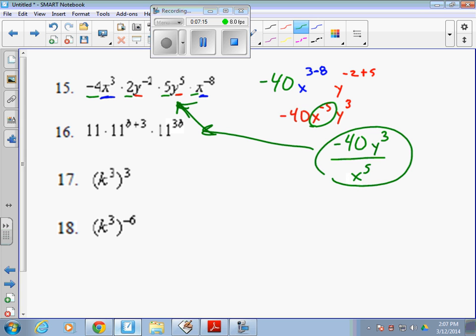We're going to skip 16. 16 got on there by accident.